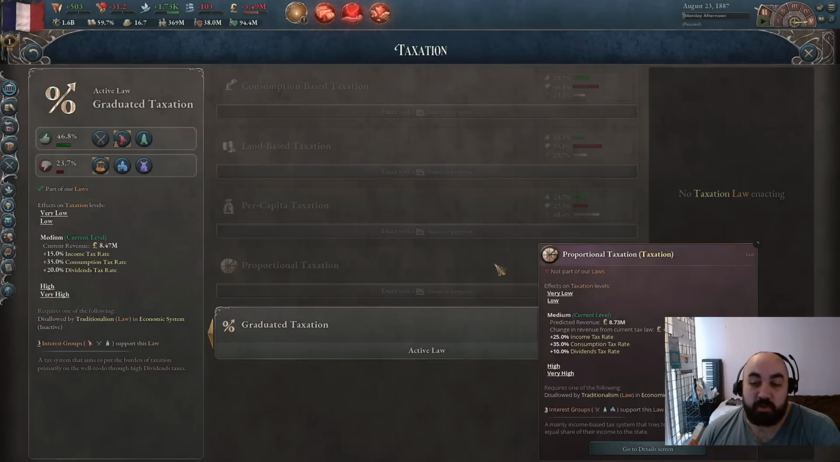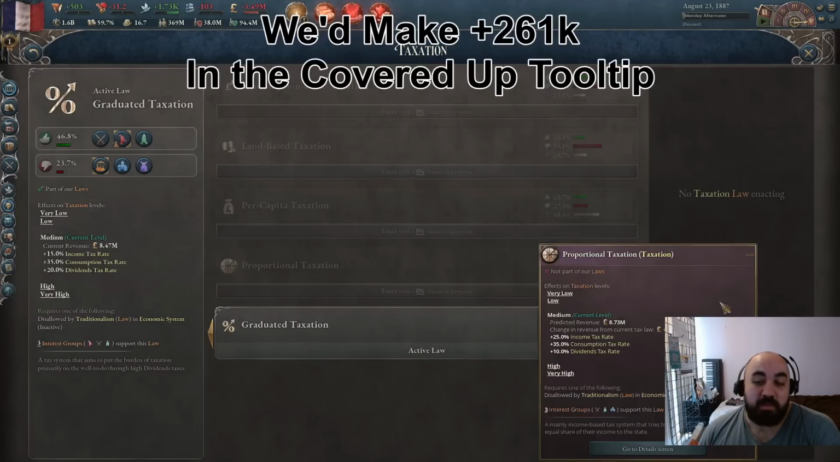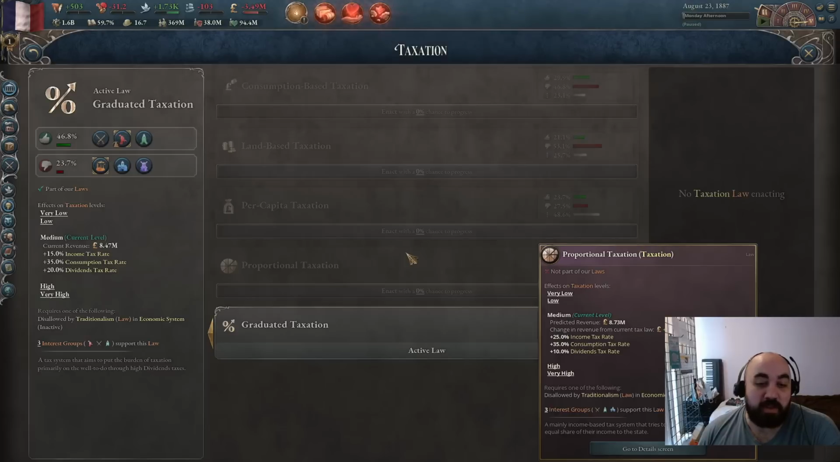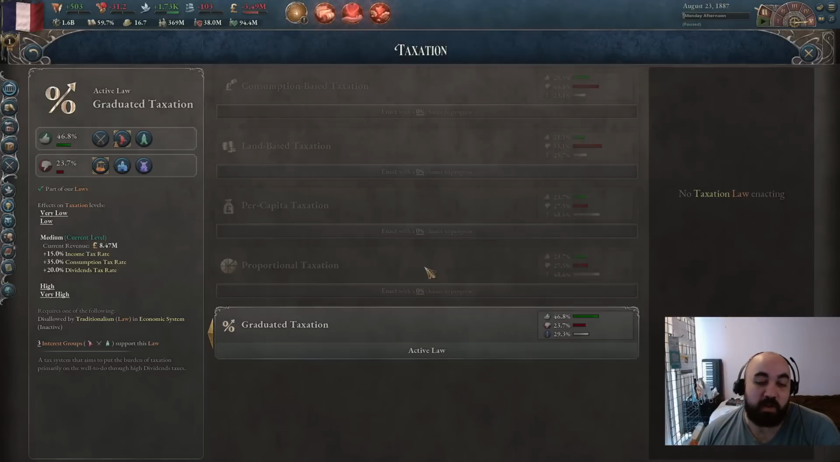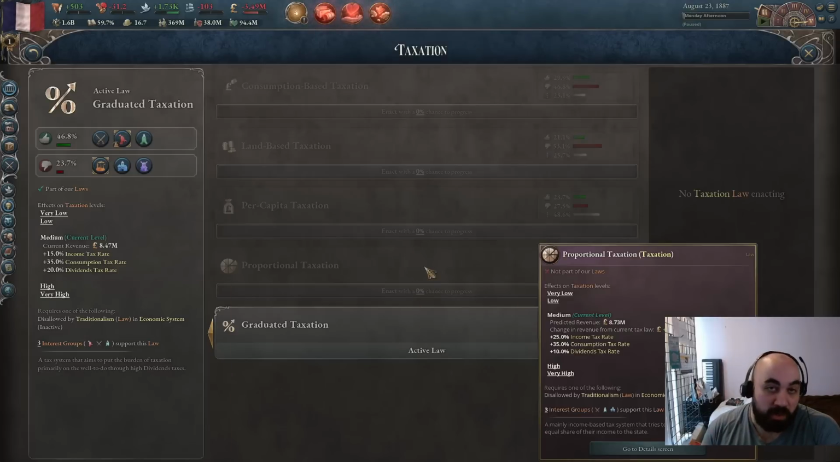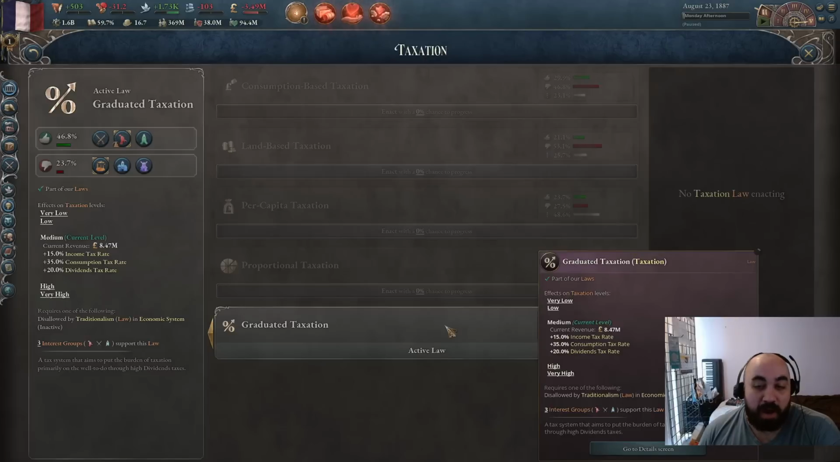And then we have proportional taxation. Now the first thing you might notice is we would actually make more money here swapping back to proportional taxation from graduated. But it's important to note the differences between these two in evaluating which of these laws will be good, more than just looking at the number. Also important to note, in patch 1.3 relative to patch 1.2, there's been an enormous nuking of the dividends tax rate in both graduated taxation and in proportional taxation.